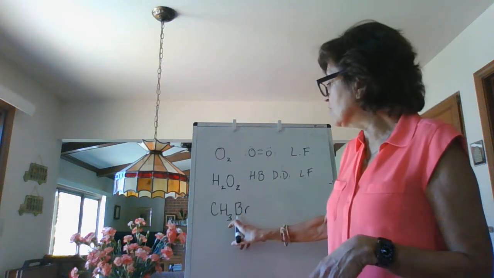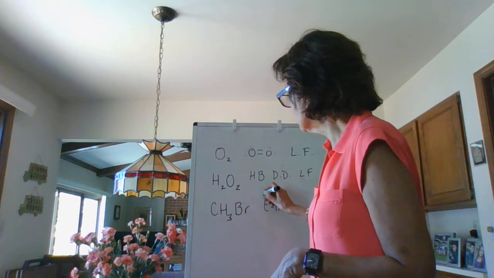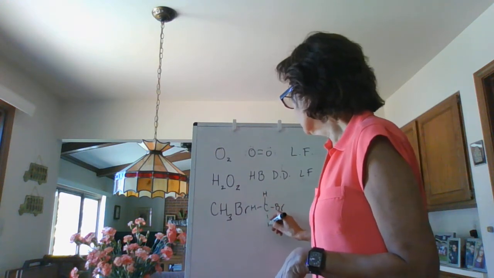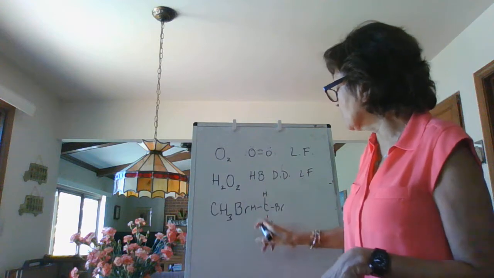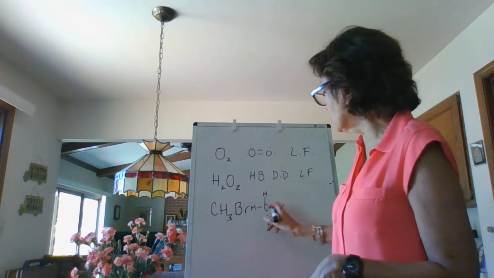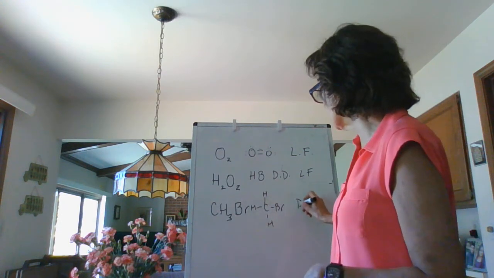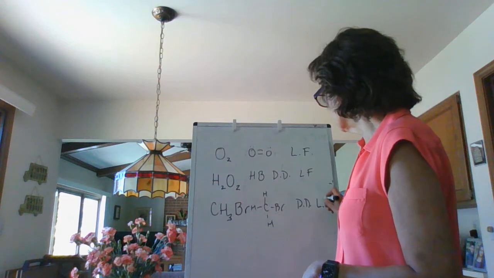Okay. This one over here, this won't confuse you. You'll get this. This is not methane. It's bromomethane. So basically, this is a polar molecule because you have the difference in electronegativity here. So this one will do dipole-dipole and London force.